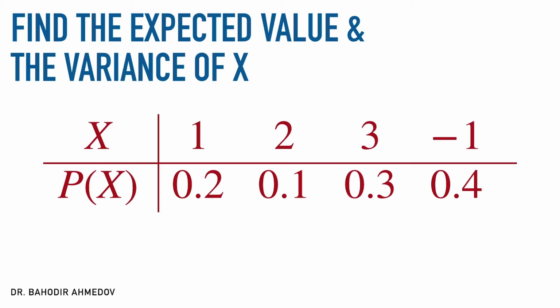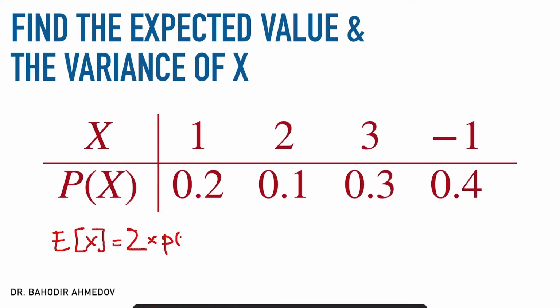In order to calculate expected value, we're going to use the formula that E of x is equal to the summation of x times the P of x. And the variance of x is going to be found by finding the E of x squared minus E of x, squared. Let's calculate first of all E of x, so the expected value.